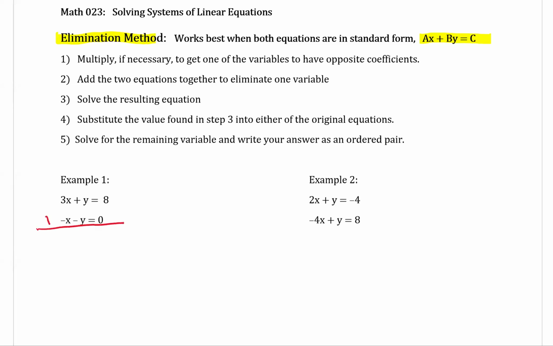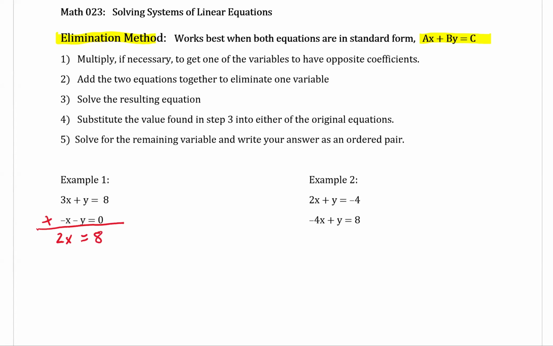So I can add these two equations together. 3x plus negative x is 2x. y plus negative y is 0. The y is eliminated. 8 plus 0 is 8.